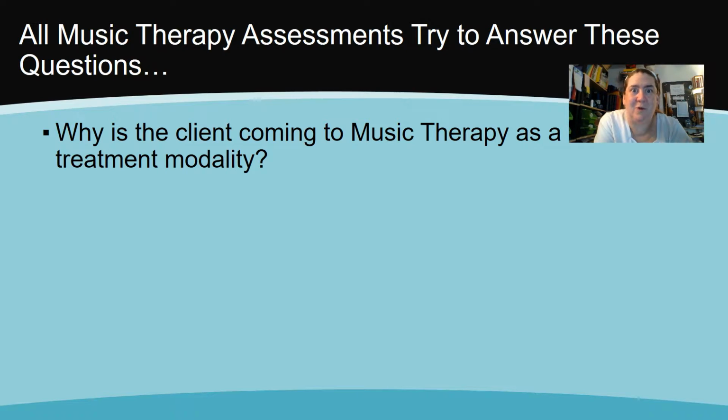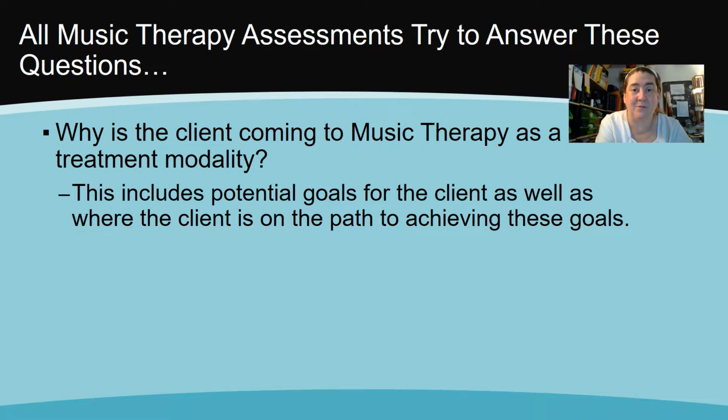Sometimes it will be, well, it was recommended by a friend of mine. Sometimes it'll be something along the lines of, well, I really like music. Sometimes it'll be, well, we've tried everything else and nothing else has worked, and so we're going to try this. In addition, one of the things that we seek to know when we're assessing clients is, what are their potential goals? What is it that they want out of the therapeutic engagement and process?